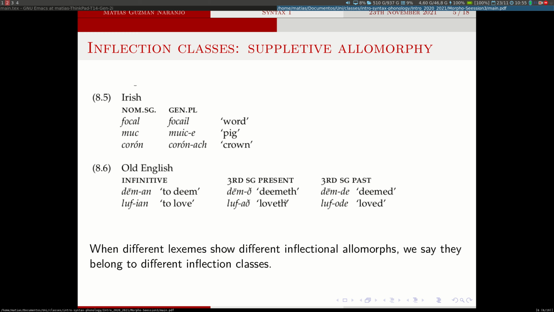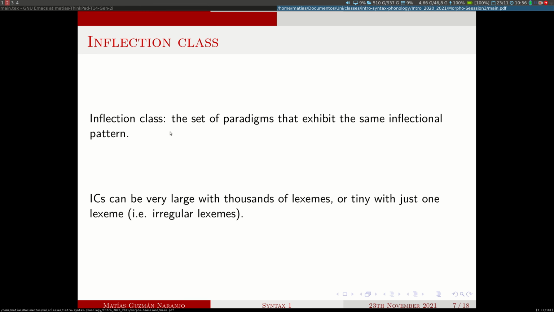This sort of situation where you have some kind of systematic allomorphy across different lexemes is what we call inflectional classes. And the definition of an inflectional class is the set of paradigms that exhibit the same inflectional patterns. Inflectional classes can be very, very large. They can have thousands of items, or they can be very tiny and just have one item. And inflectional classes with just one item is what we usually call an irregular lexeme.